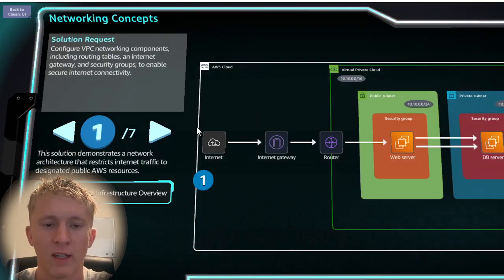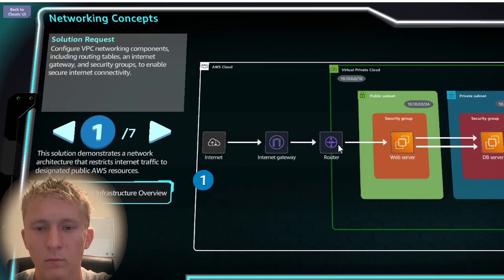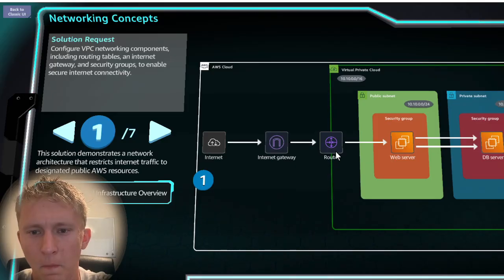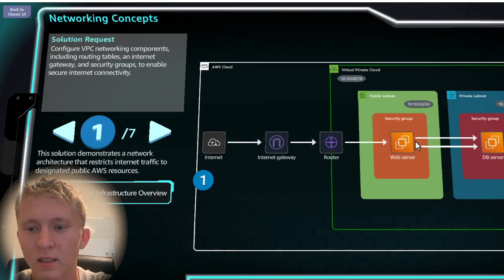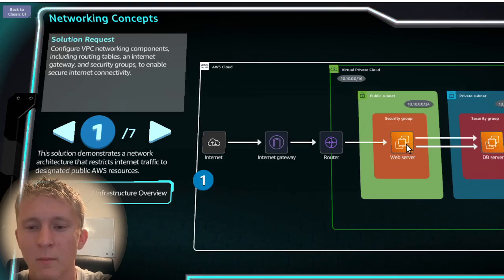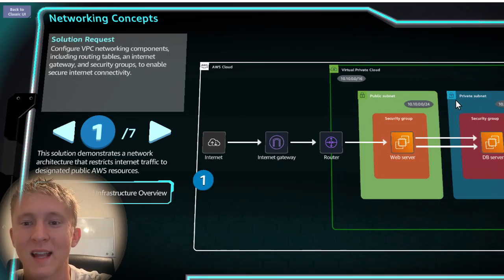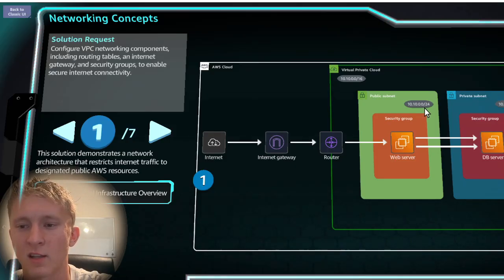Here's our picture. We have an internet. That's the internet. Internet gateway, router. Now we're in the VPC, the virtual private cloud. It's going through a public subnet, through a security group, to get to a web server, which this little symbol looks like an EC2 instance. Inside of the security group, inside of this public subnet, 10.10.0.0/24.